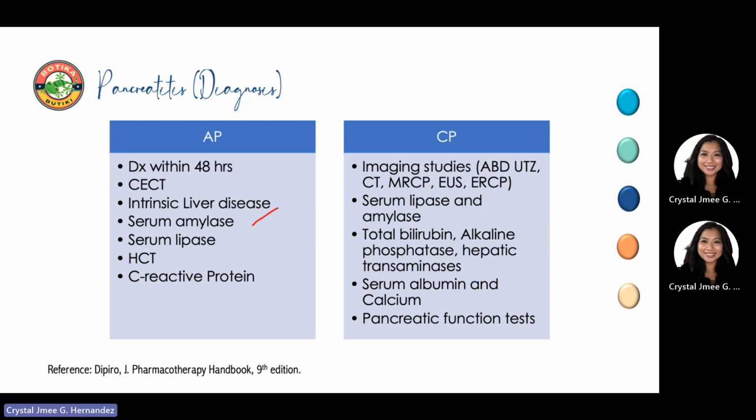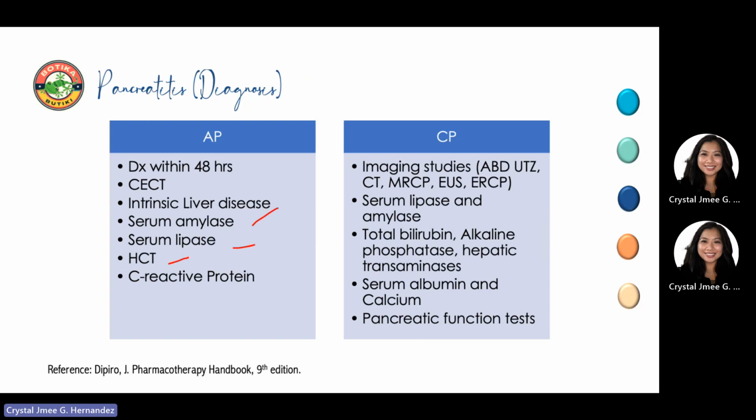So it peaks at 24 hours and returns to normal over the next 8 to 14 days. So concentrations greater than 3 times the upper limit of normal are highly suggestive of AP. Now for the serum lipase, this is specific to the pancreas, and concentrations are elevated and parallel the serum amylase elevation. Increases persist longer than serum amylase and can be detected after the amylase has returned to normal.